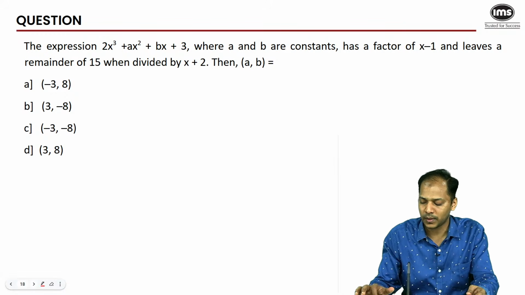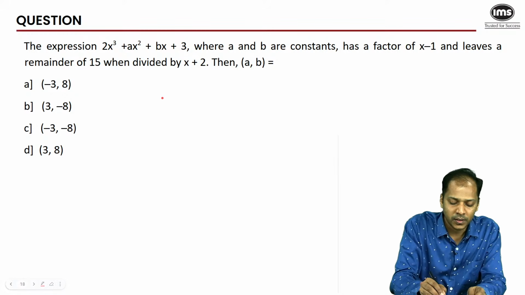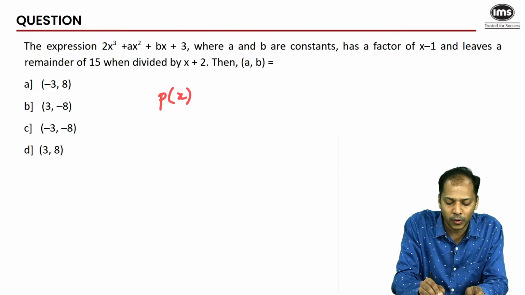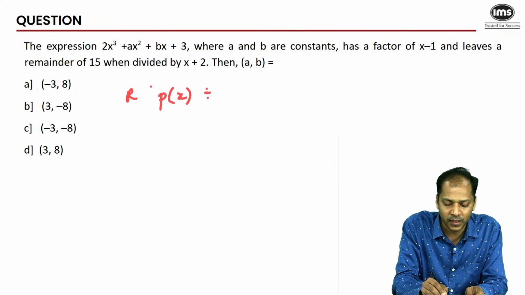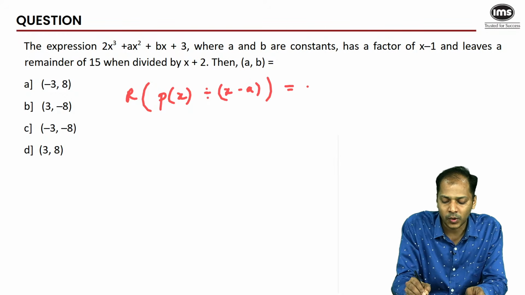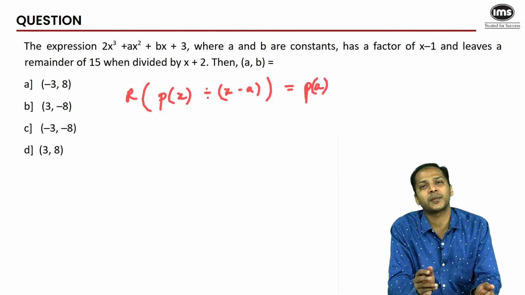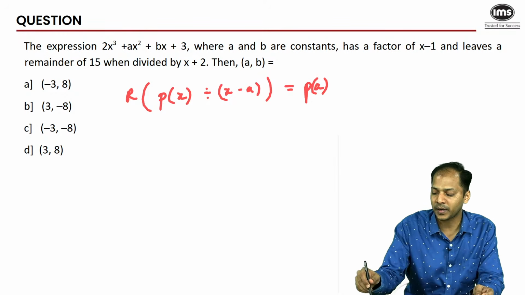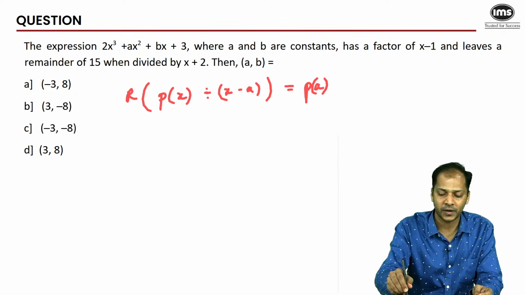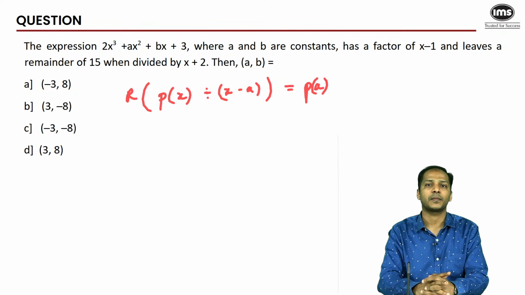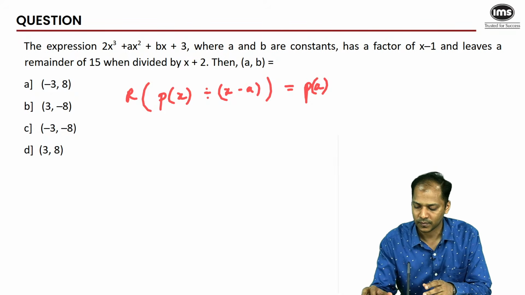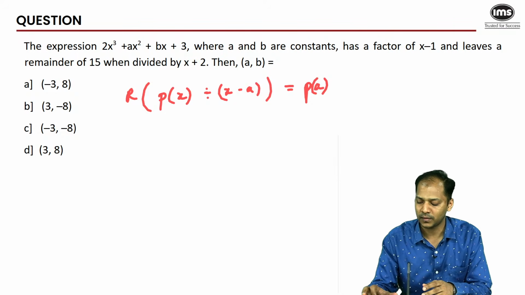Okay, so I hope you remember the remainder equation. The remainder when p of x is divided by x minus a is equal to p of a. This is the property that we use. So in the first case, when it is a factor, the remainder is 0. In the second case, it is a remainder of 15. So yes, definitely, let's try. Very quickly, half a minute.